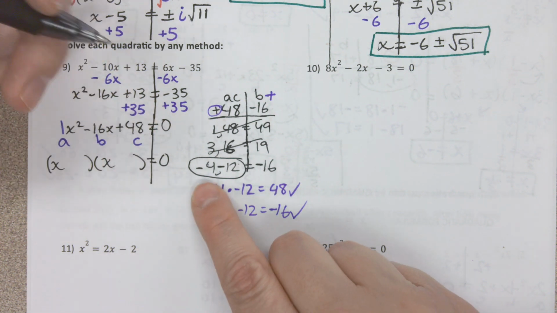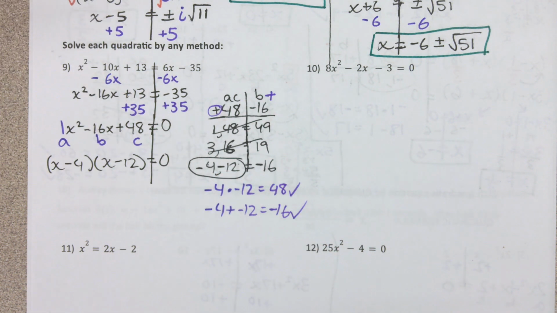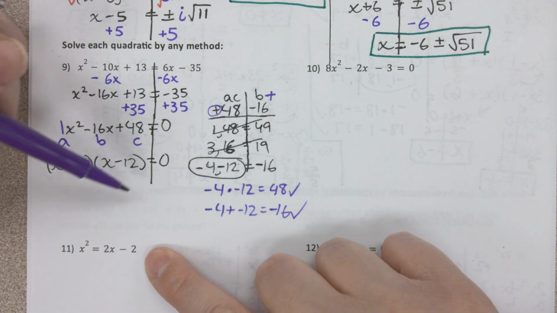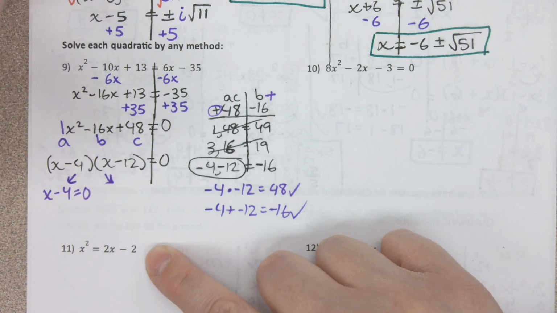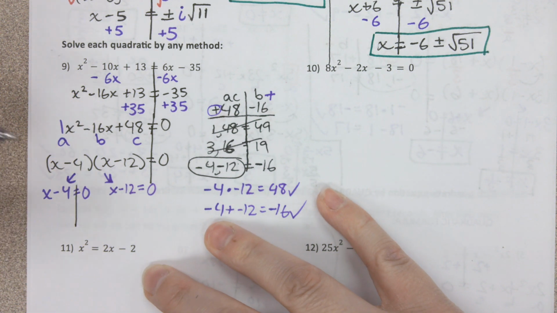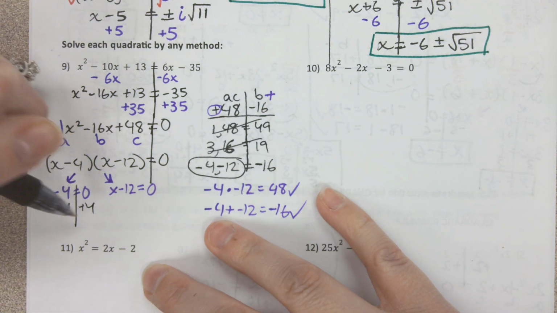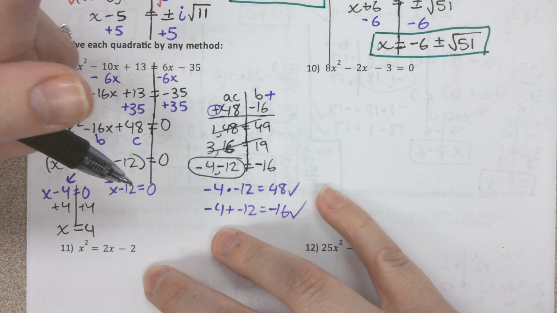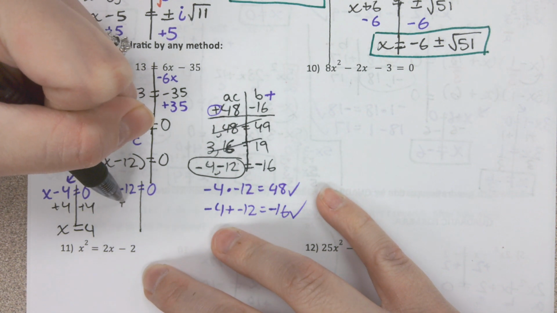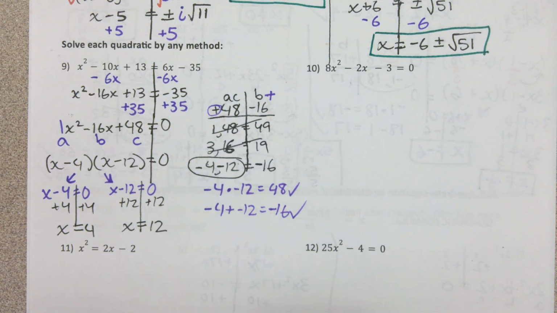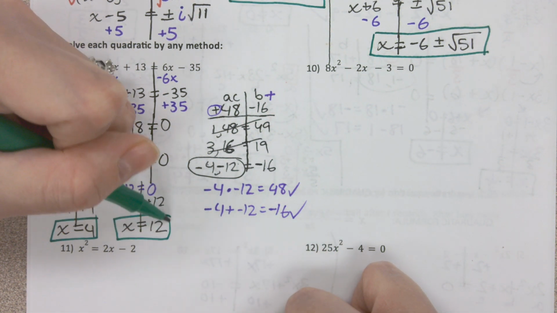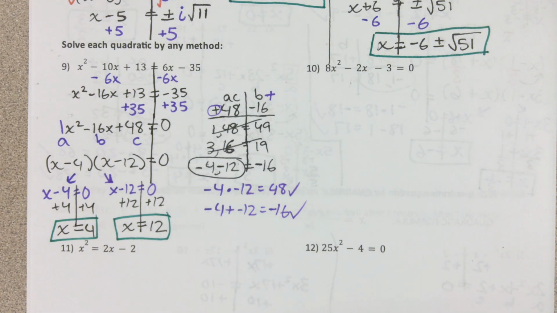Set up my x's. We have x minus 4 and x minus 12. All right, we have our factors equal to 0. Let's split them up. X minus 4 equals 0. X minus 12 equals 0. This is a minus 4, so I will plus 4 on both sides. X is 4. This is a minus 12, so I'll plus 12 on both sides. And x is equal to 12. X is 4 and x is 12. Those are my answers. And we're done with number 9.